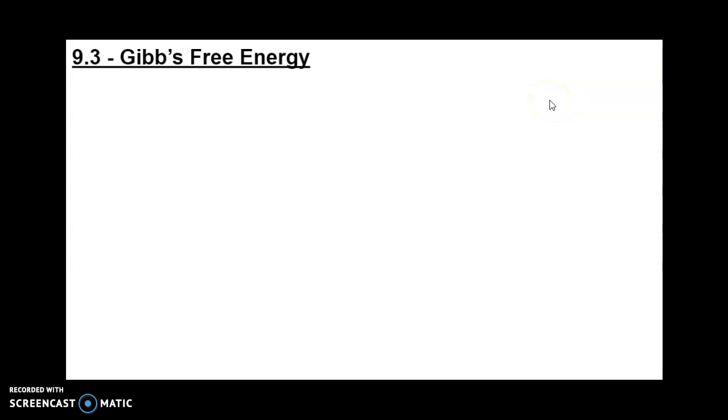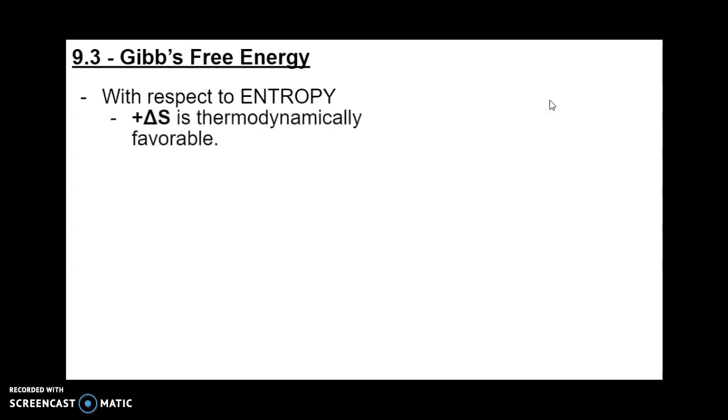For 9.3, we're going to be looking at how Gibbs free energy is related to both entropy and enthalpy, both of which are temperature-sensitive processes. So with respect to entropy, remember this is going to be your delta S. This is where we're talking about the possible orientations of a chemical system. A positive delta S is thermodynamically favorable.